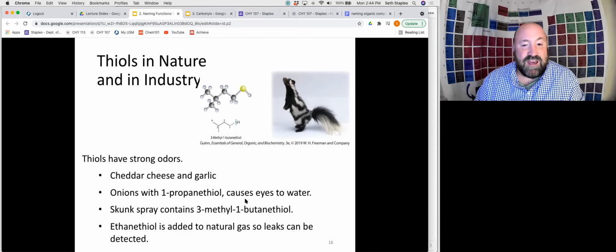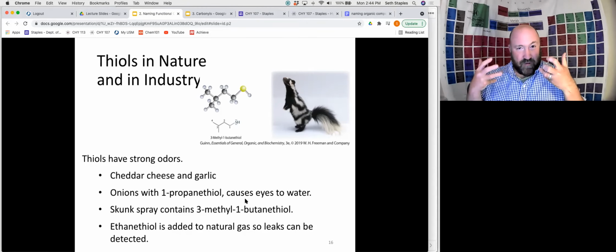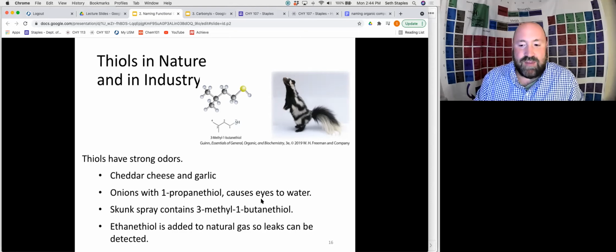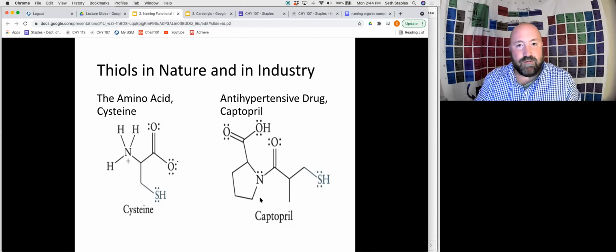Ethanethiol is what's added to natural gas. If you smell that sulfur smell coming out of a gas tank, that's ethyl thiol that's added to it so that we can actually detect it, because natural gas itself is odorless. And just different places that we find thiols in nature.